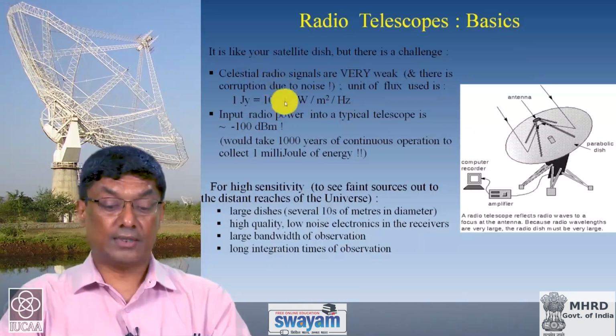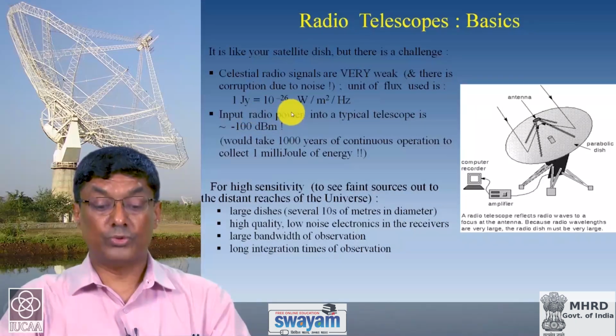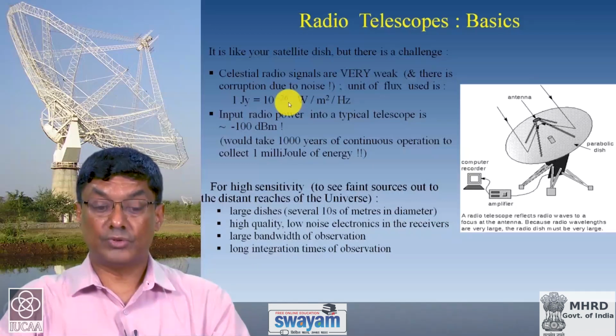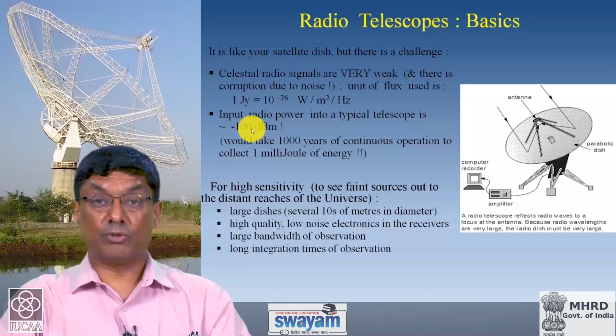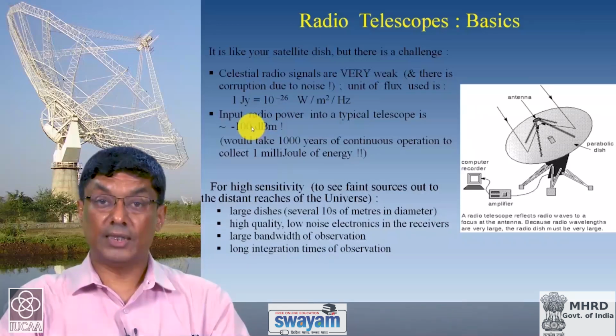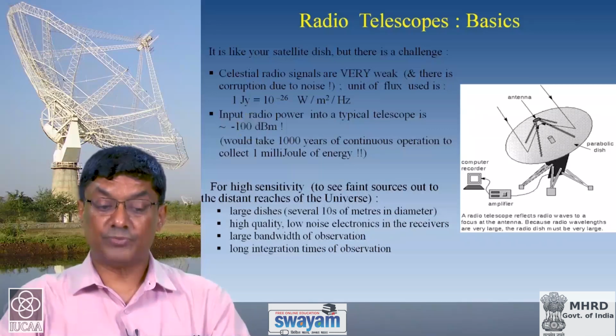If you understand a bit of electrical engineering, then if you were to use a typical telescope with, say, of the order of 1,000 square meter collecting area and a reasonable bandwidth and ask how much power you are getting, it is a very small power, it is minus 100 dBm, where 0 dBm represents 1 milliwatt of power. So, you can see it is a very weak signal.